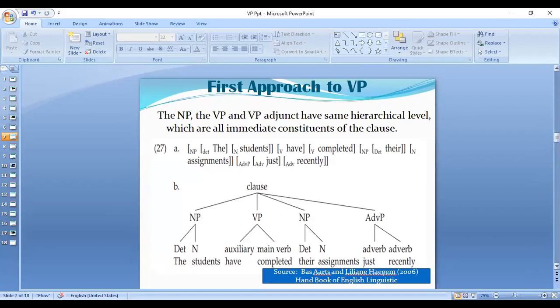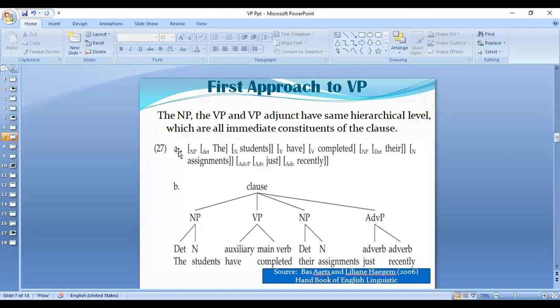Now I'm going to talk about the first approach to verb phrase, how verb phrase is defined. This is the first approach. According to this approach, verb phrase is seen as an equivalent component with the noun phrase, adjective phrase, and other adverbial phrase. The noun phrase, the verb phrase, and the verb phrase adjuncts have the same hierarchical level, and are all immediate constituents. Constituents means the elements of the clause. A clause is a small sentence.